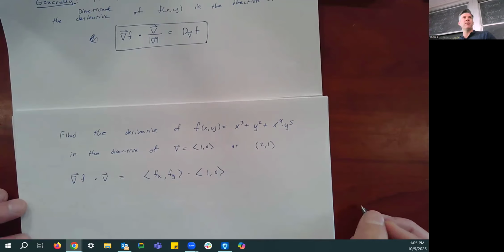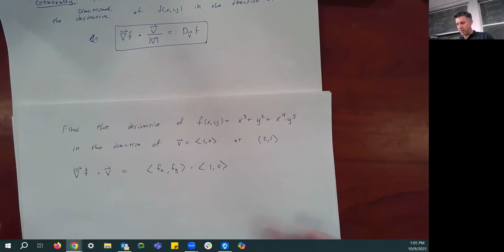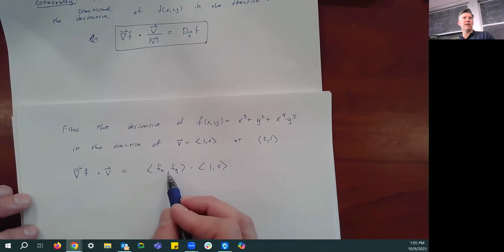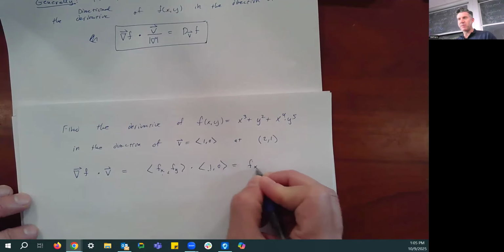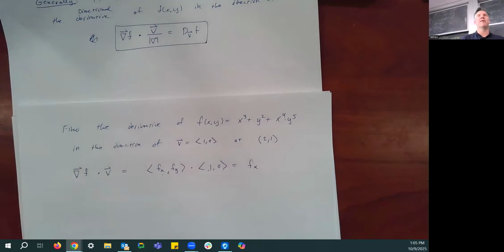So the gradient of f is our fx comma fy dotted with 1 comma 0. Well, look what's going to happen. Before you even calculate it, we're going to get fx times 1 plus fy times 0. Which makes sense. If you're taking the derivative in the x direction, you should get the partial derivative with respect to just x. So that's what I meant when you already know how to do this, is that we already know two of these directions very well.